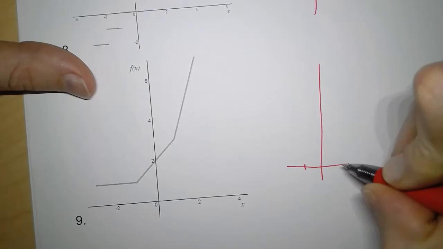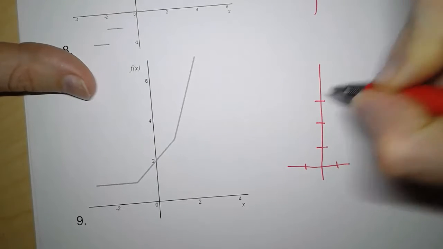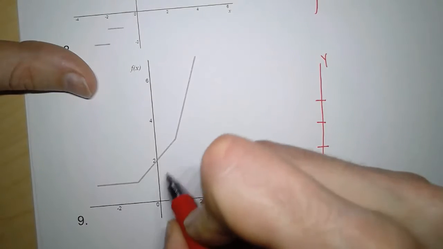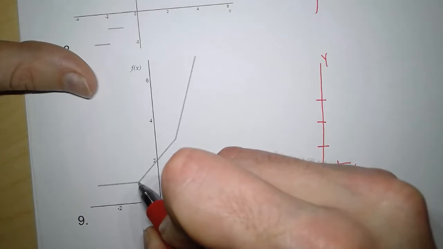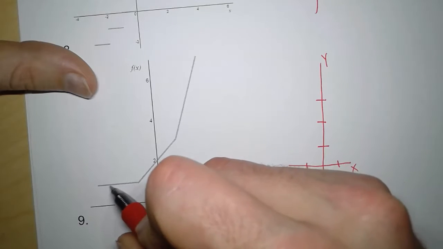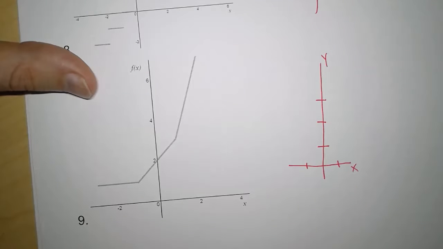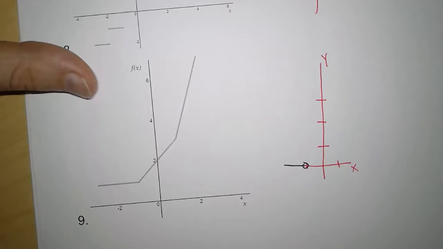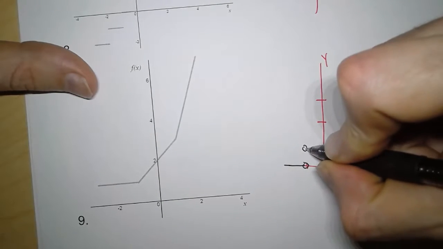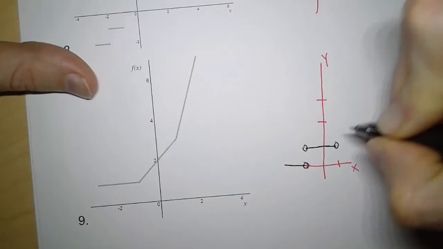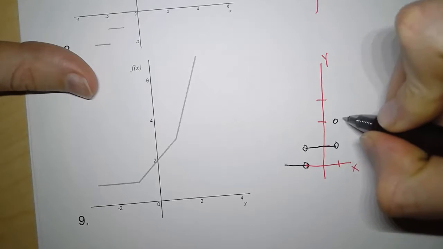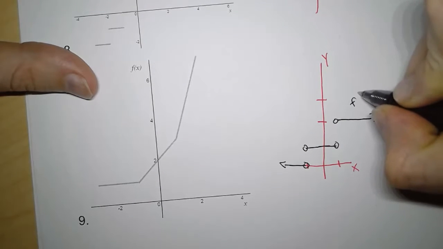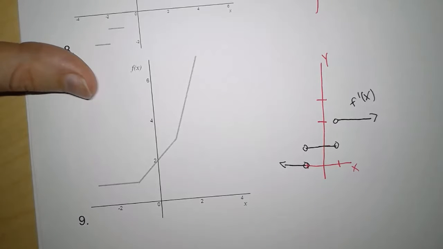So let's see. 1, 2, 3. So at 0, right here, it still has a slope of 1. But if I back up to -1, here's where the change happens. Before -1, it had a slope of 0. But then at -1, it changed and became a slope of +1. And then after 1, it grew to a slope of about 2, we'd say. And so here is what our f prime graph will look like.